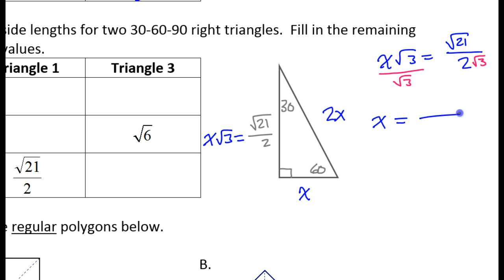Now over here we've got radical 3 and radical 21. They're both radicals and they are divisible. 21 is divisible by 3. So we can go ahead and do that division, and that's going to give us radical 7. Alright, because 21 divided by 3 is 7. So there you have it. That's the short leg, of course, is this radical 7 over 2.